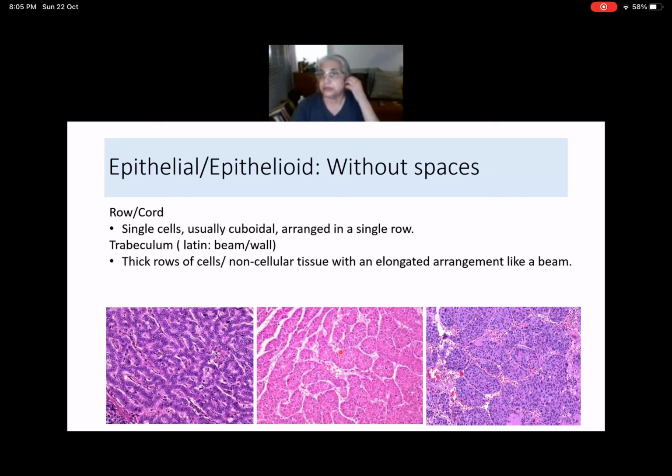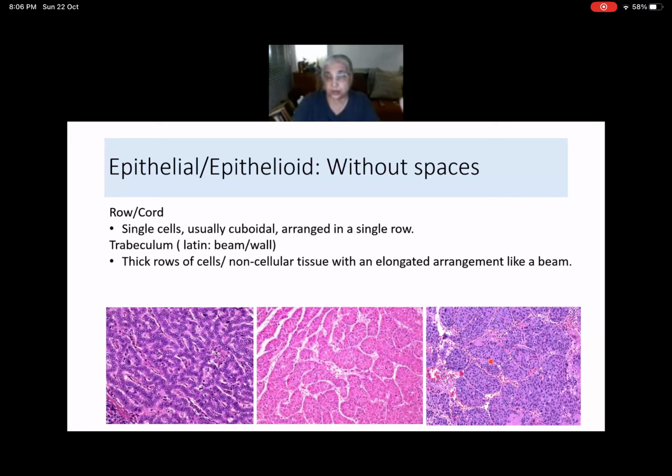Now here you have some other patterns. What is that? This is a row or a cord. Cells are usually cuboidal and arranged in a single row. What's the next one? It's a trabeculum. And as it was explained to you, this is a beam, like the beam in your house. It's a thicker thing, which has more rows than a single row, which is called a cord or a row.